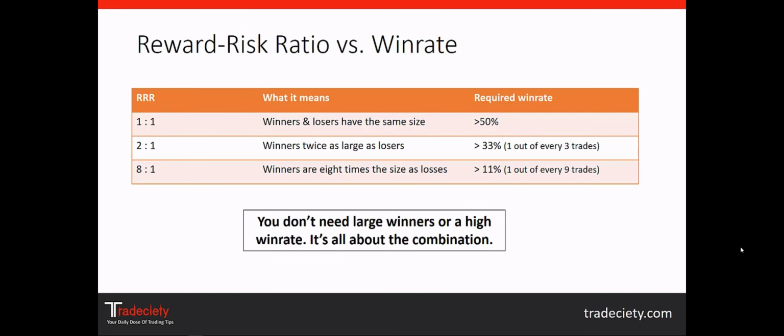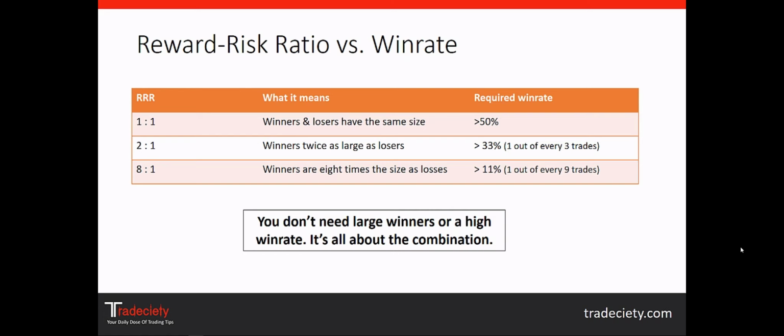So let's see how this connects to required win rate and to win rate overall. If you are trading with an average reward to risk ratio of 1:1, your winning trades and losing trades have the same size, then you need at least a win rate of 50% to break even, because if you have one winning trade and one losing trade, they more or less cancel each other out. So you need a win rate of higher than 50% to trade profitably.